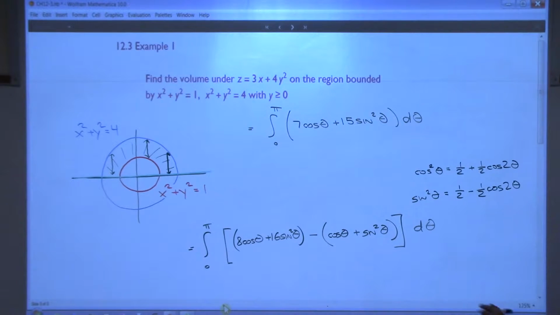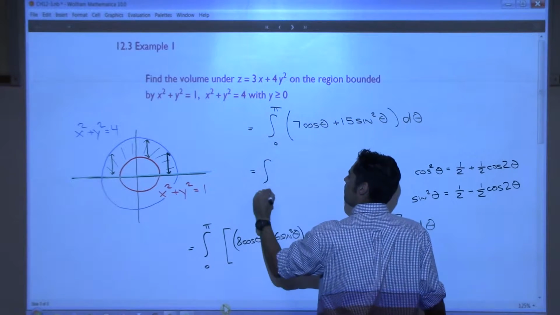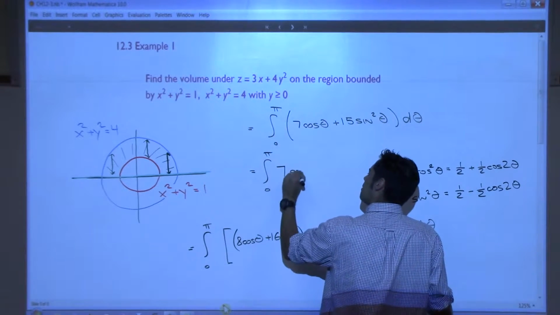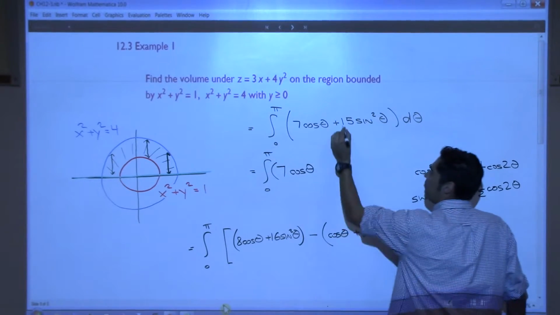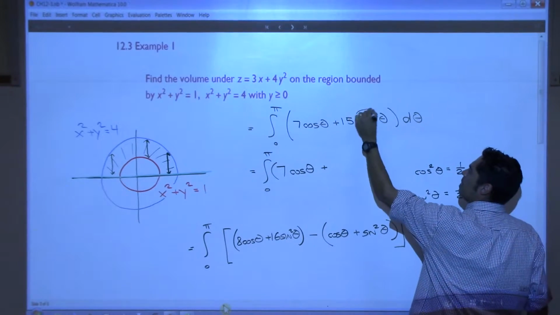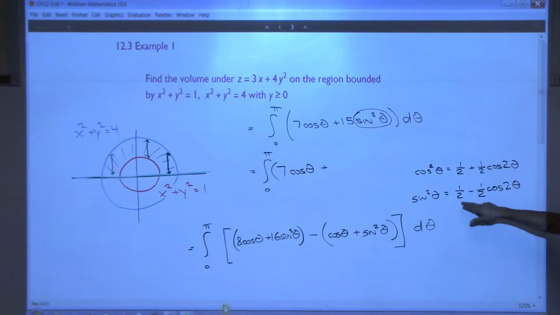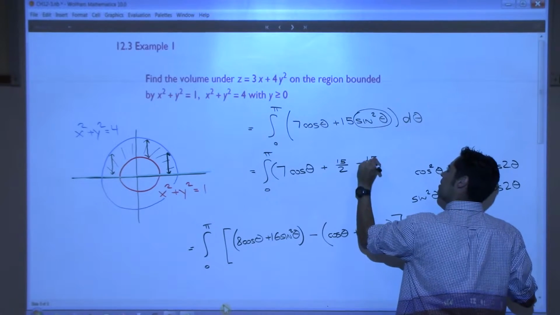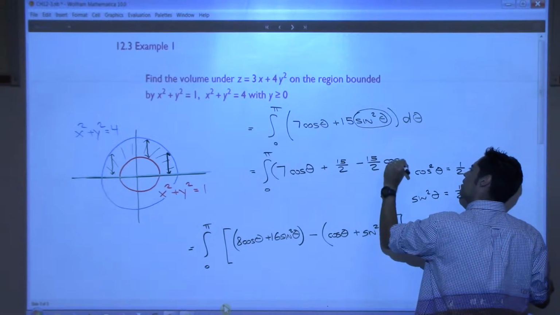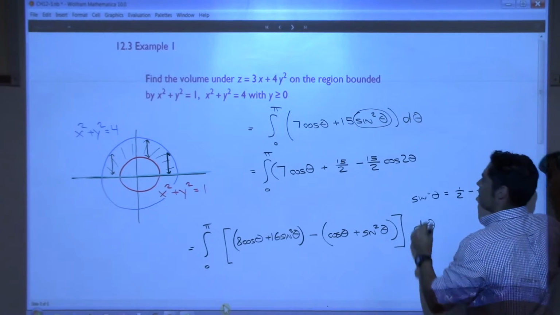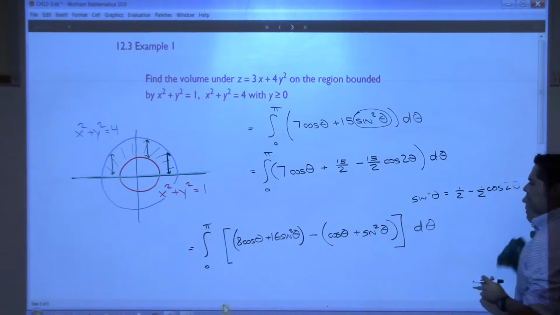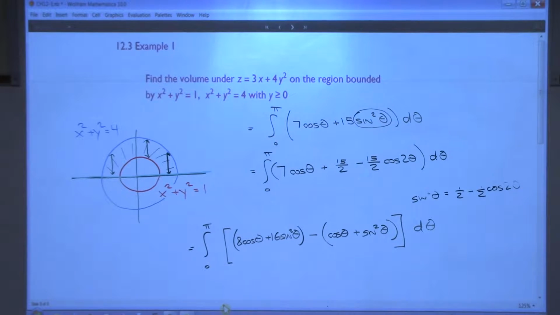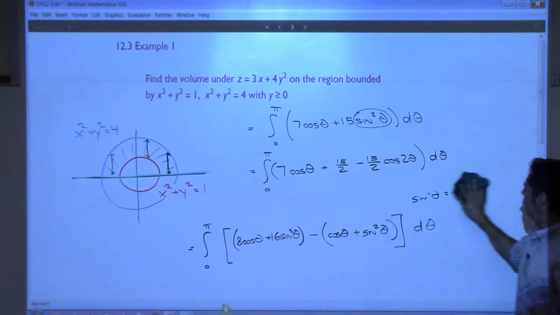All right, so before I do the integration on this one, I'm just going to rewrite the whole integral. And I have 7 cosine theta, and then plus 15 times this, but that is this, right? So distribute a 15 through here and here because it's 2 terms. So I should get 15 halves minus 15 halves cosine 2 theta d theta. Now each one of those should be pretty clean. No questions?